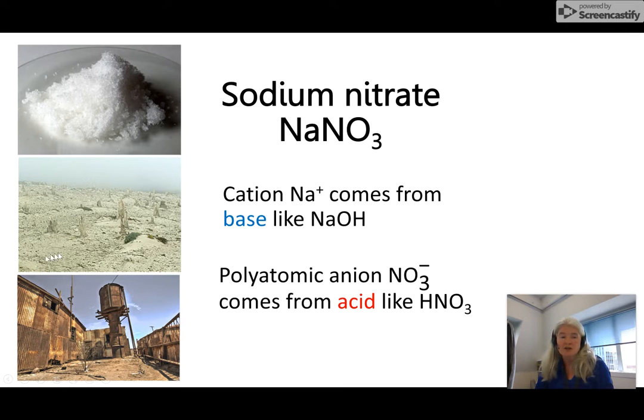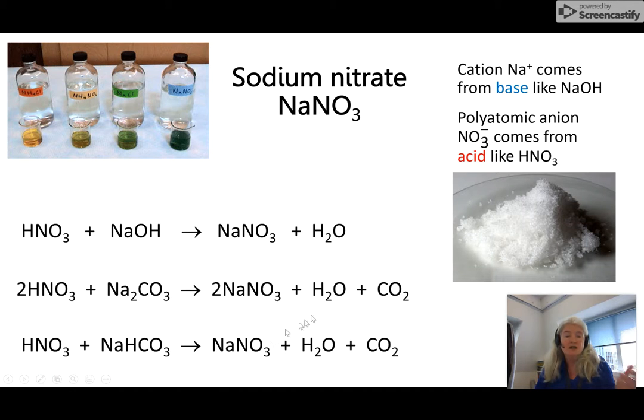So this is where it used to be mined. Sodium nitrate used to be mined in Chile and Peru. It's not used there anymore. They actually now still get lithium for your mobile phone batteries there. But we now make sodium nitrate in a laboratory.